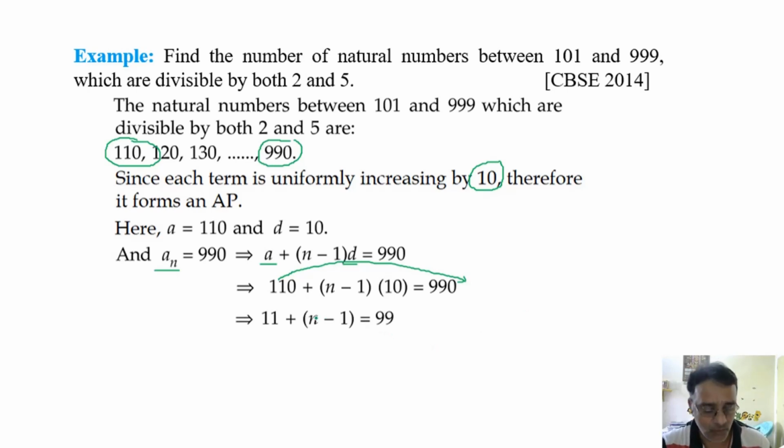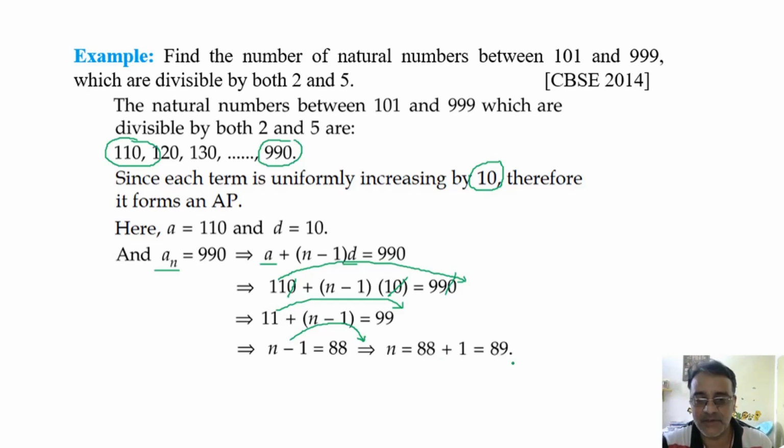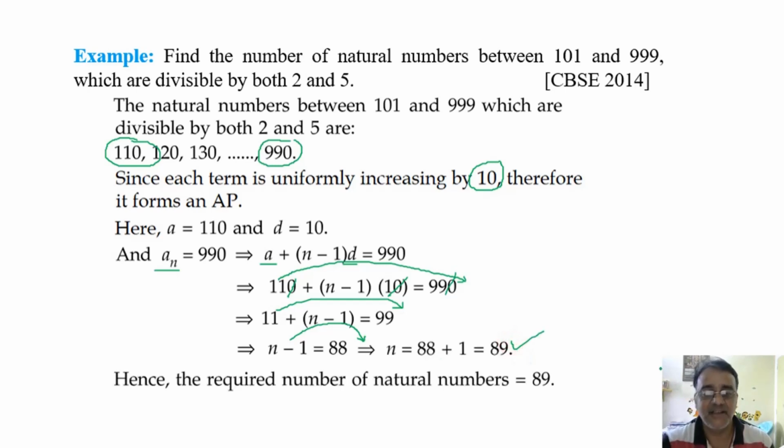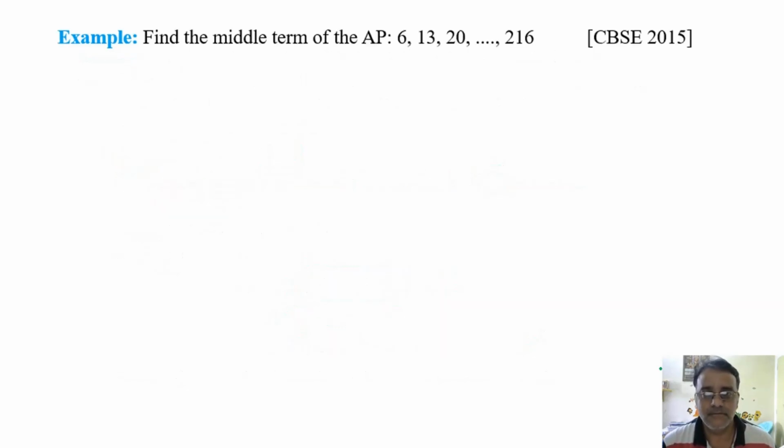Okay, or what you can do, you can divide all by 10. That would be very easy. Now shift 11 to this side, it will become 88. Now what is the final answer? 89. Right, if you shift minus 1 to this side, it will become plus 1. So n is equal to 89. Hence, the required number of natural numbers is 89. Any doubt? No, sir. Okay.